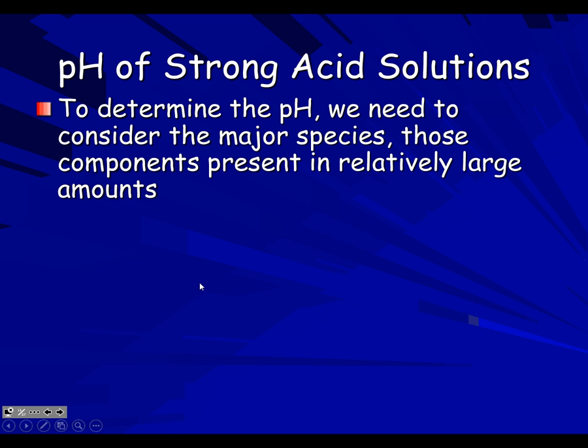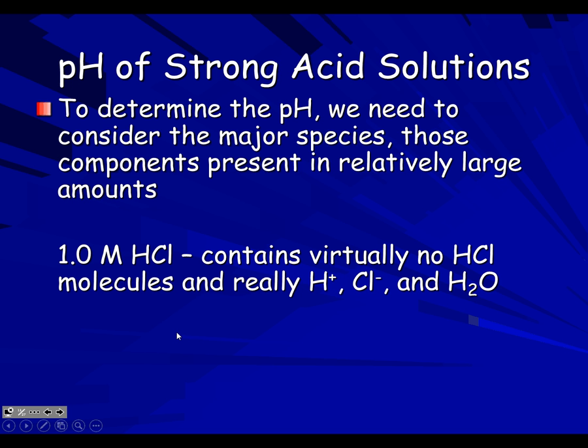So for example, if we were working with 1 molar hydrochloric, there's no HCl altogether here. That molecule doesn't exist anymore because this is a strong acid. It really dissociates into hydrogen ions, chloride ions, and there's also water there. But you need to remember this water also breaks itself down into hydrogen and hydroxide. So we always have to consider all the components of water as we're doing our calculations.